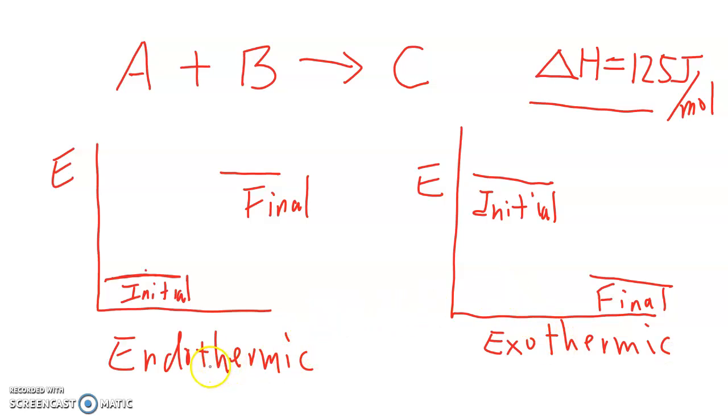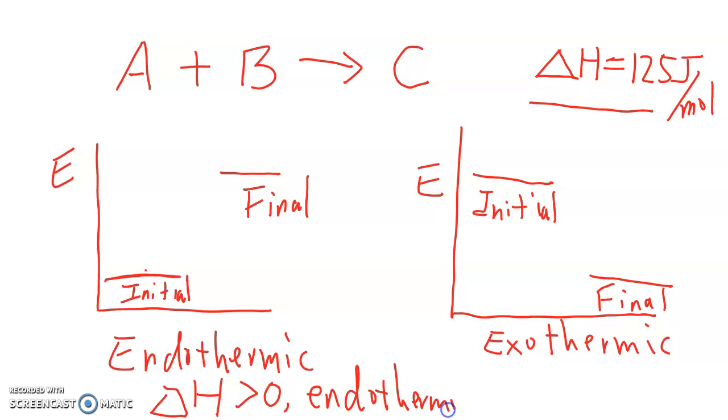Let me repeat that again. When delta H is positive, that means it's greater than 0, the process or the reaction is endothermic. When delta H is negative, the reaction is exothermic.